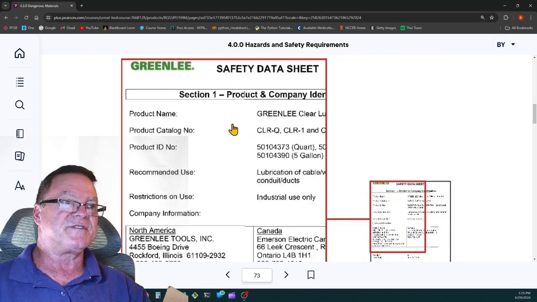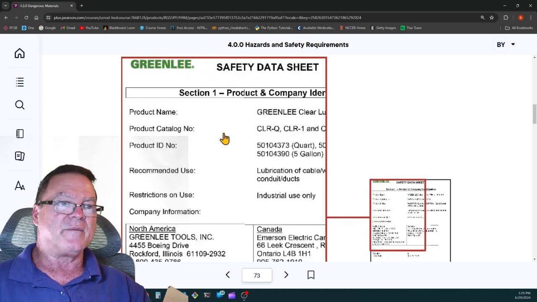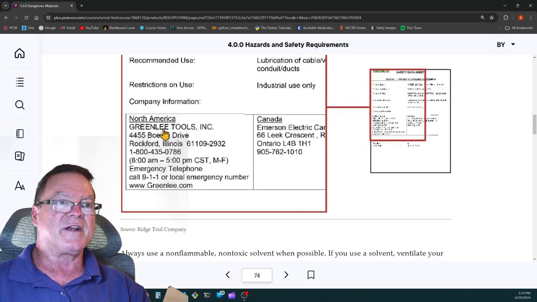So here's an example of a safety data sheet. It gives you the product name, product catalog, and I'm sure it's going to tell us the manufacturer. Here's Greenlee Tools Incorporated. There's a 1-800 number you can call in case of emergency. And it says you can call 911 or local emergency numbers.